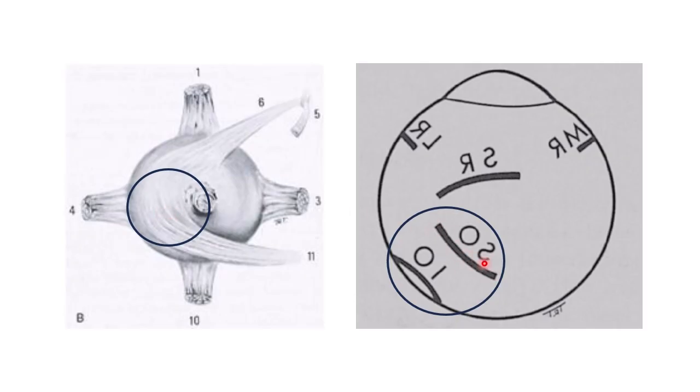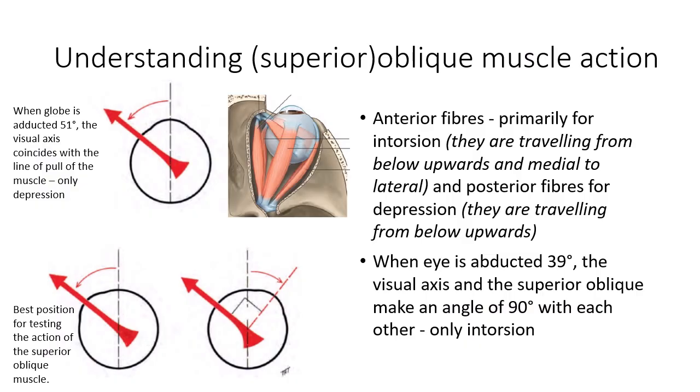So they insert in an arc. All these muscles insert in an arc like this. Okay, superior oblique, inferior oblique, right? This is the relationship of the two muscles. Now, understanding the superior oblique action. So this is the muscle over here, right? This is the superior oblique muscle. I've highlighted it for you.